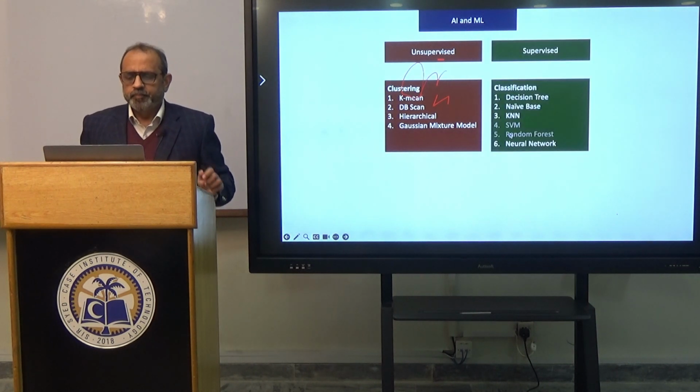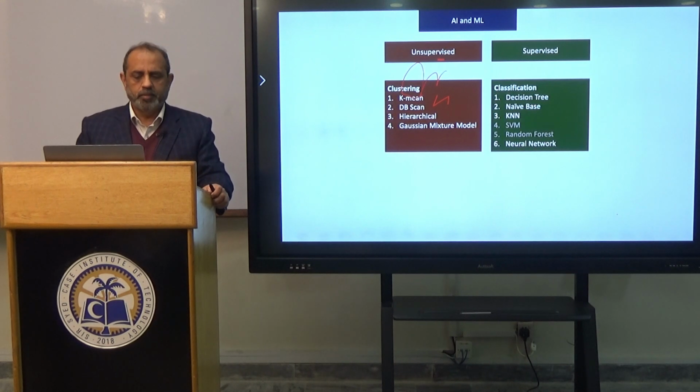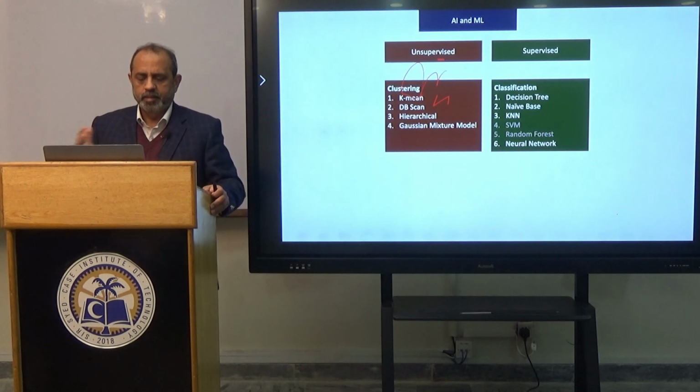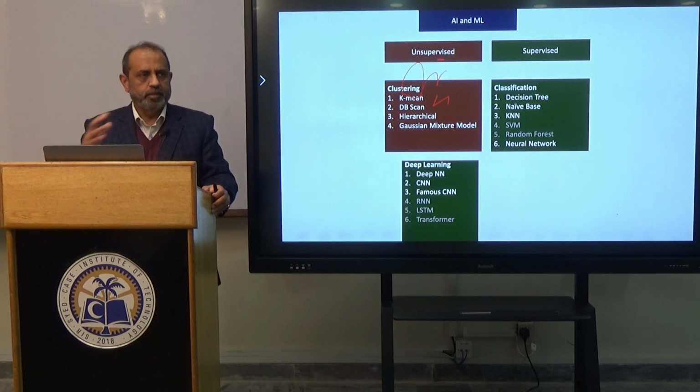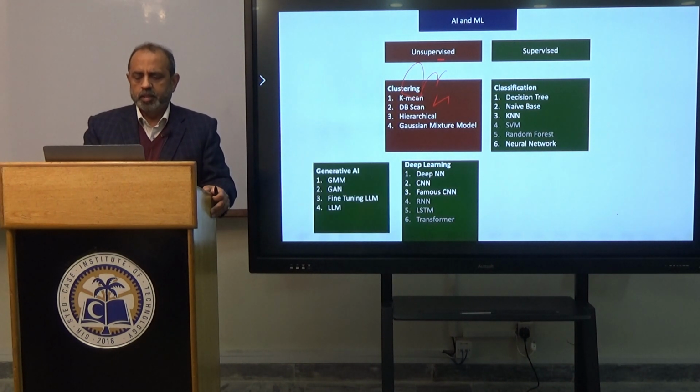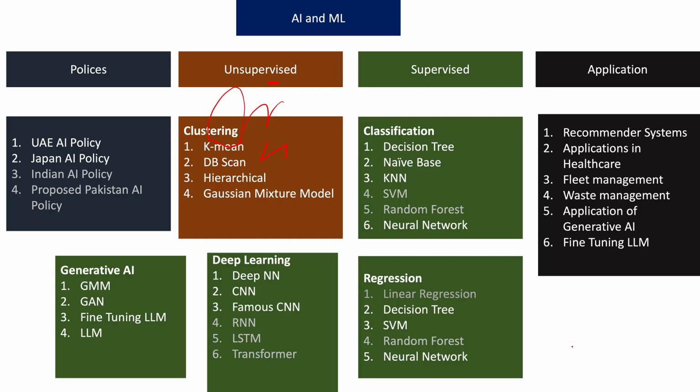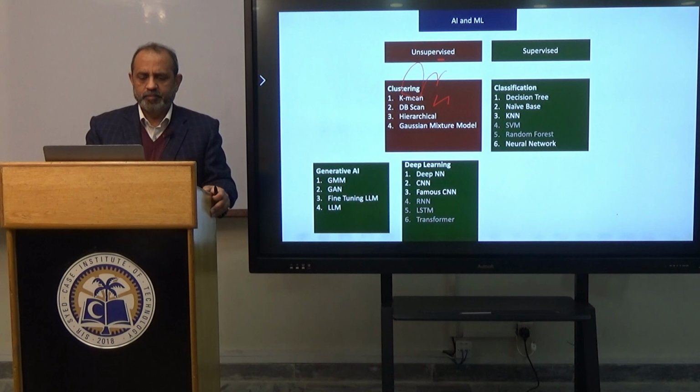So no issues. First we focused on unsupervised learning. We learned about KNN, DBSCAN, hierarchical clustering, Gaussian mixture model. And then supervised learning, we learned about decision trees, naive Bayes, KNN, neural networks. And then we started focusing on deep learning. So we learned about deep neural networks, then CNN, then a few famous CNNs, and today we'll cover a few more. And then we also learned about generative AI, GAN especially. GMM is also used, then GAN, and fine-tuning LLM is also part of generative AI.